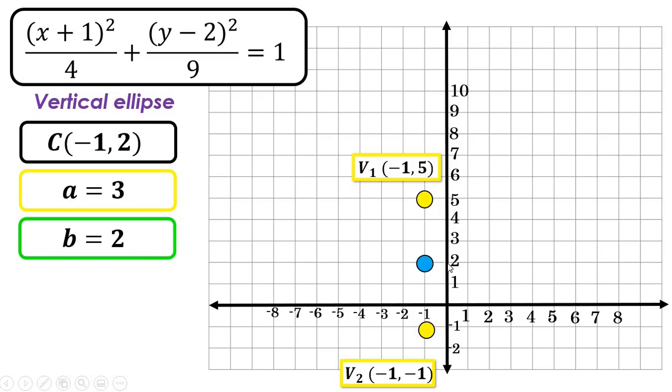Then from the center, we count 2 units to the right, 1, 2. The first co-vertex will be plotted here at (1, 2). Then let's also count 2 units to the left from the center, 1, 2.